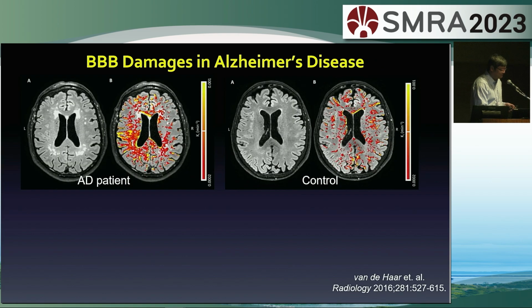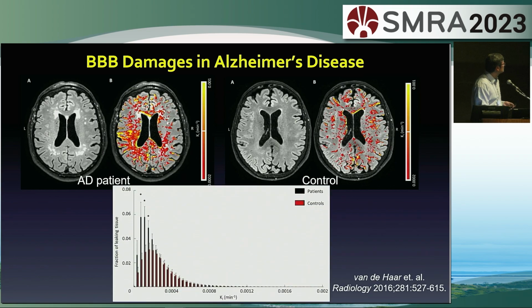There's also evidence of BBB permeability increase in Alzheimer's disease. This study was published by the Verheggen group in the Netherlands. It shows increased permeability in AD patients. But if you look carefully, there is also a lot of white matter hyperintensity in AD patients compared to controls, so there could be a vascular factor.